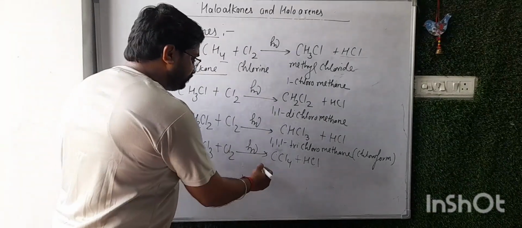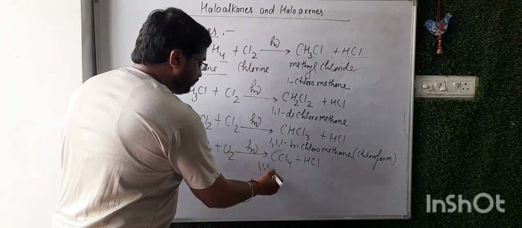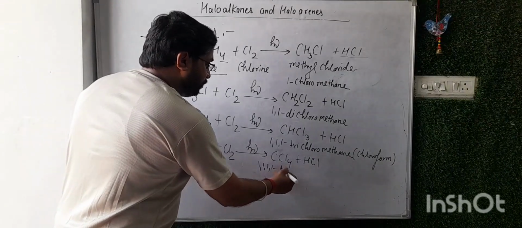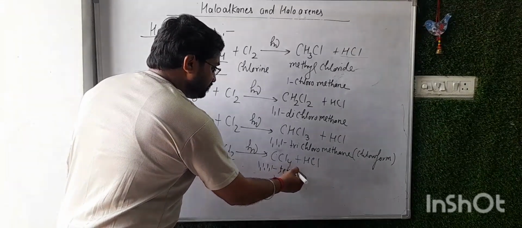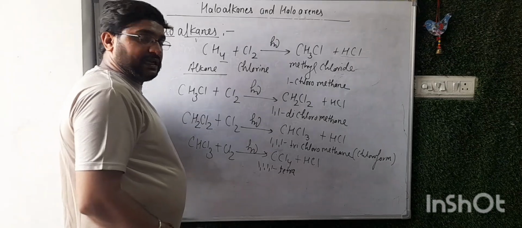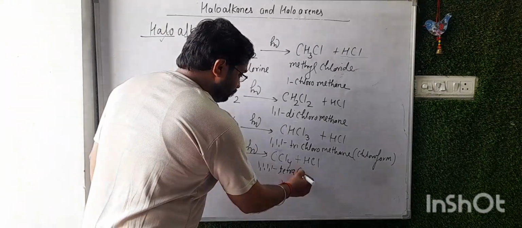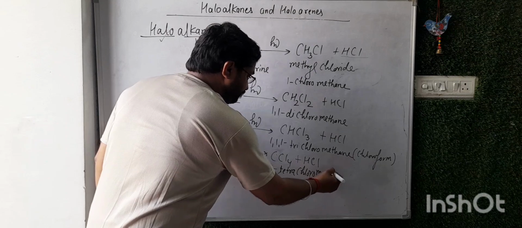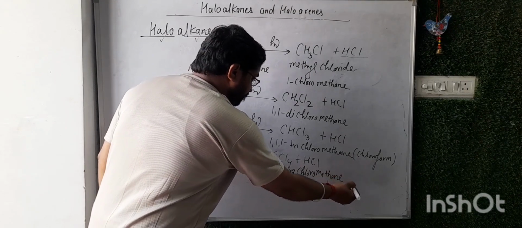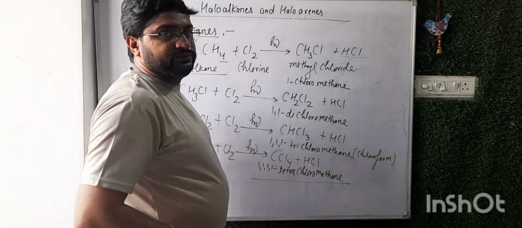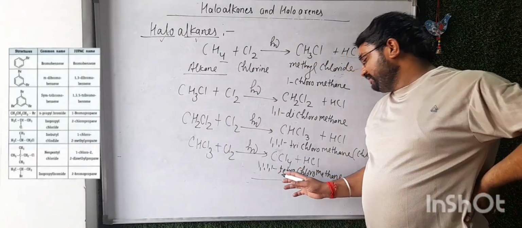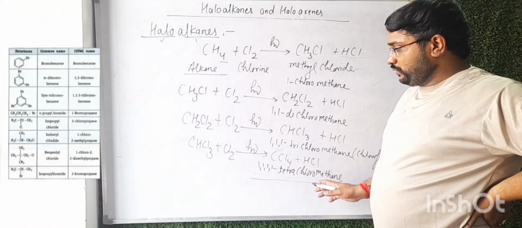What is the name? That is 1,1,1,1, then hyphen. How many times is chlorine coming? That is 4 times. So it is called tetrachloromethane. What is the common name? It is carbon tetrachloride. It is the common name.